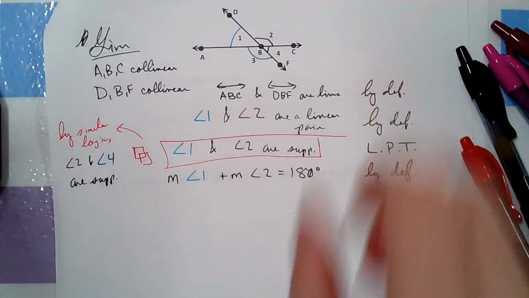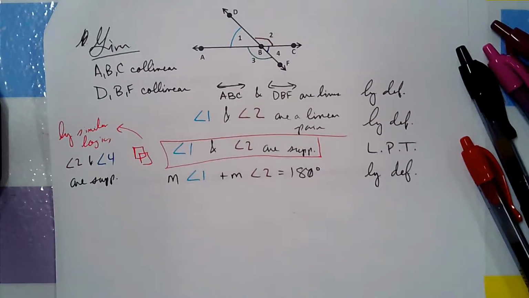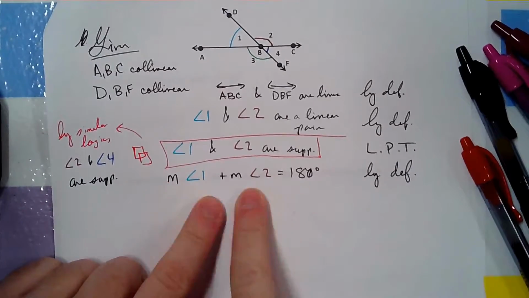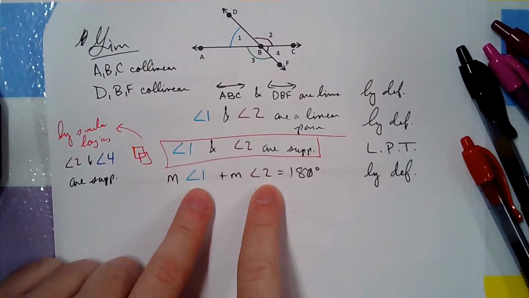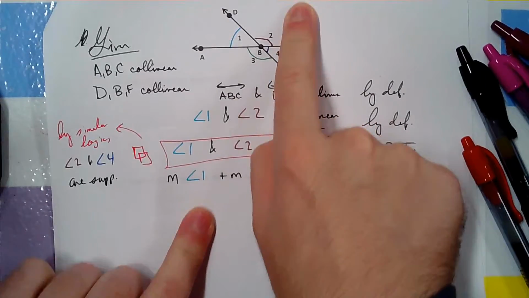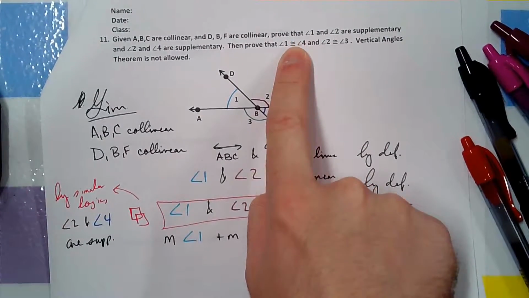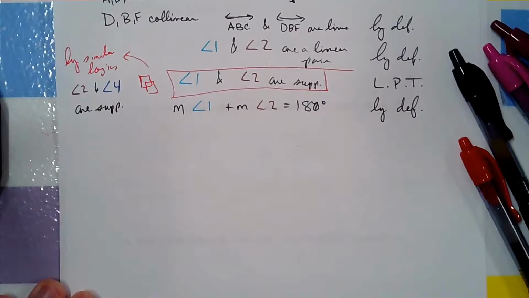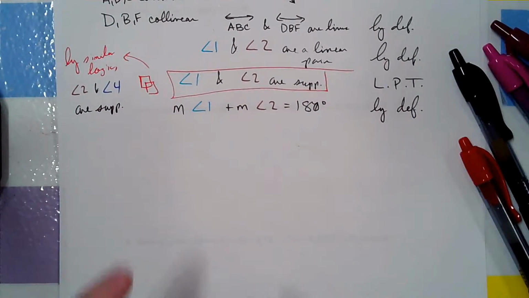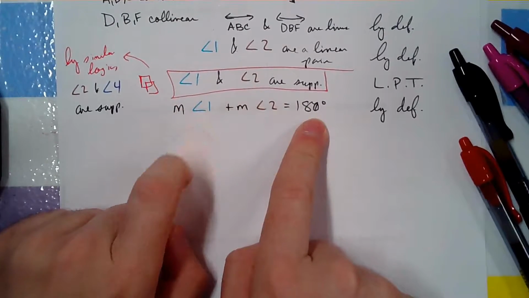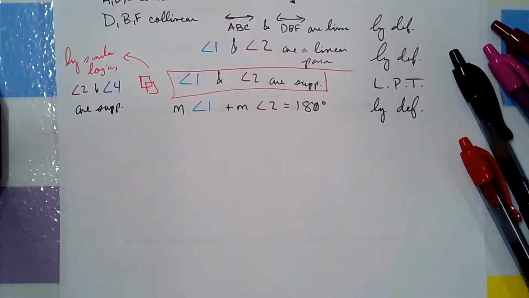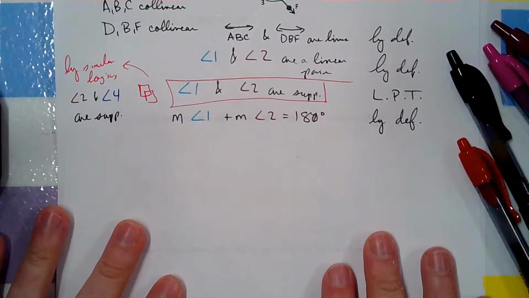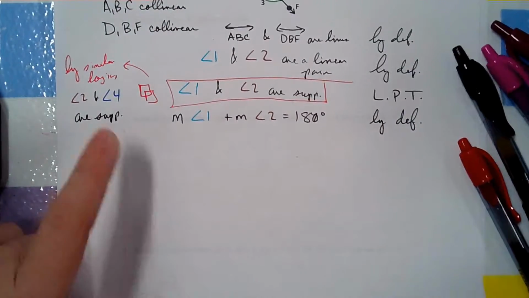Last thing we need to do is prove that 1 is 4 and 2 is 3. So I've got this for 1 and 2. Let's get 1 is 4. That's what we want to do, right? Prove that 1 is 4. So I need to switch out that 2 for a 4 somehow. So I've got this. 1 and 2 add up to 180. Don't I also know that 2 and 4 add up to 180? By same logic. Didn't I just say that?